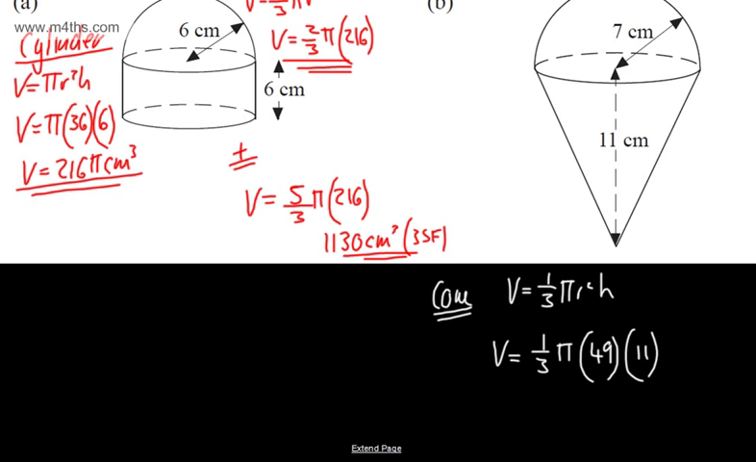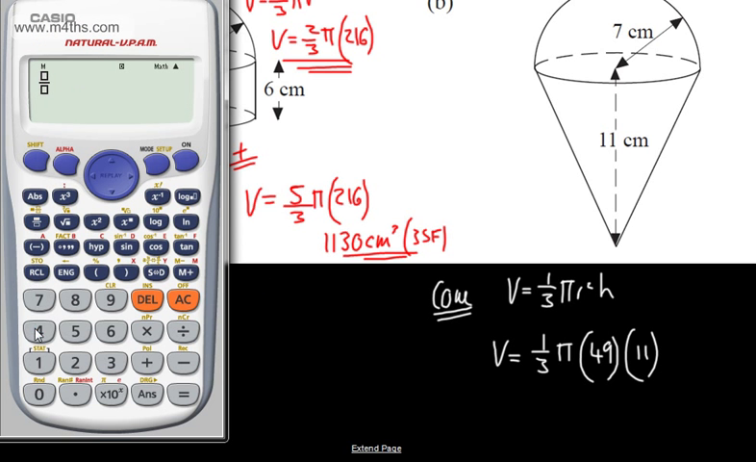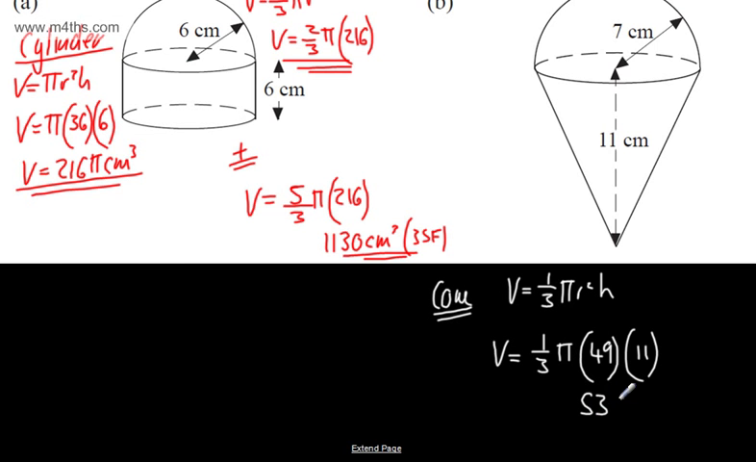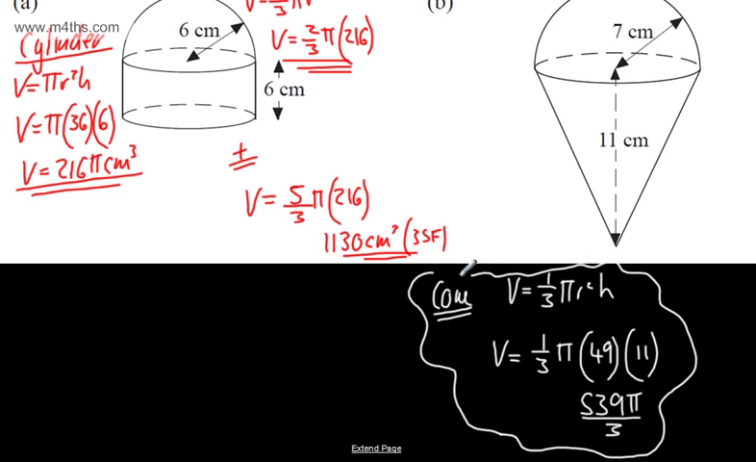Let's put that in a calculator. We're going to have 49 times 11 times pi, and we're going to divide that answer now by 3, and that's going to give us now 539 over 3 pi. So 539 pi divided by 3. I will leave it there for now. So that's the cone. If we look at the hemisphere, the good thing about leaving this is that I know that I can plug this value into the calculator and go from there.